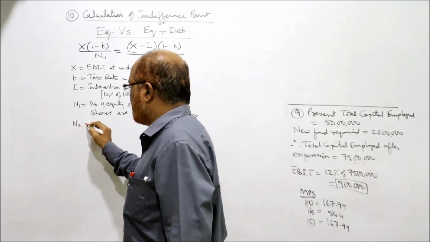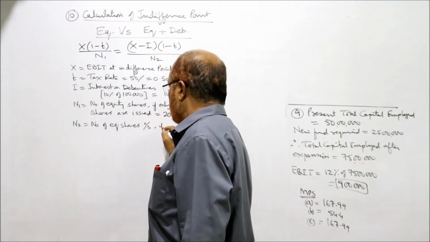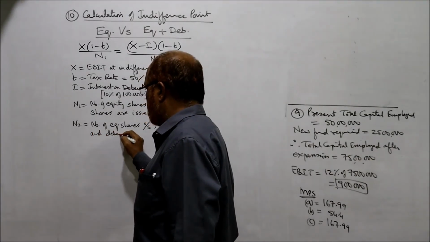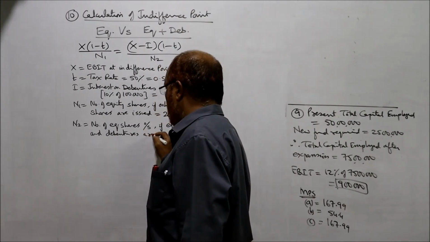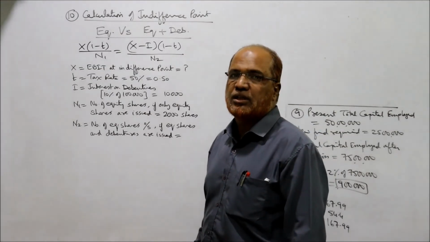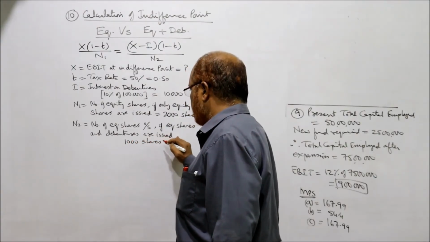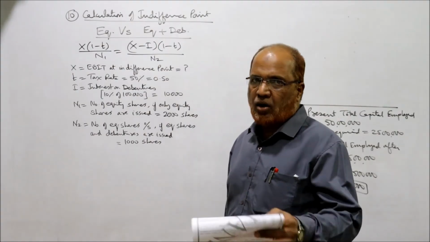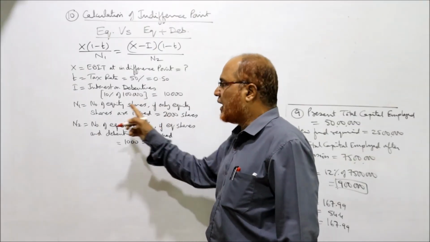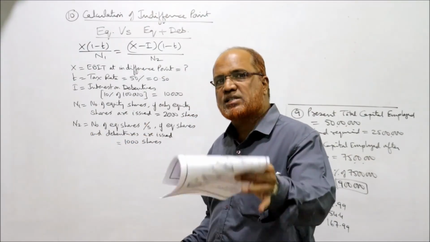And N2, number of equity shares outstanding if equity shares and debentures are issued. अगर इक्विटी शेयर्स और डिबेंचर्स दोनों इश्यू अगर कर रहे हैं तो कितने इक्विटी शेयर इश्यू कर रहे हैं? तो प्रॉब्लम में दे दिया है 1000 शेयर्स। इक्विटी शेयर और डिबेंचर दोनों अगर इश्यू कर रहे हैं तो उसमें 1000 इक्विटी शेयर। अगर ओनली इक्विटी शेयर इश्यू कर रहे हैं तो 2000। And N1 stands for number of equity shares if only equity share. N2 stands for number of equity shares if equity shares and debentures are issued.